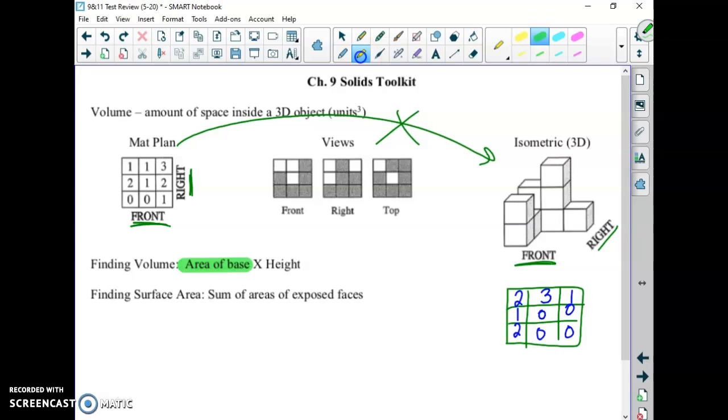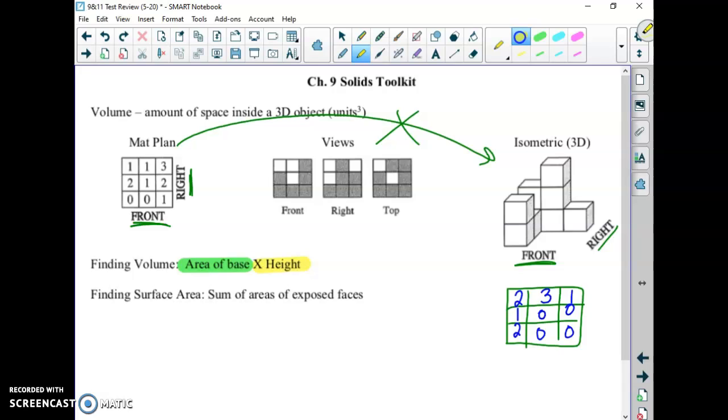Area of the base times the height, known as capital H. Okay? Area of the base times the height. And that worked for prisms. We modified that for pyramids.